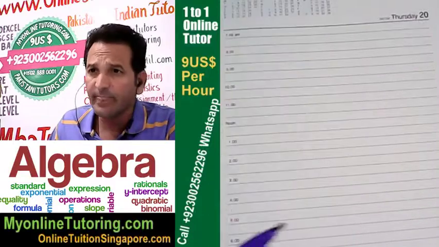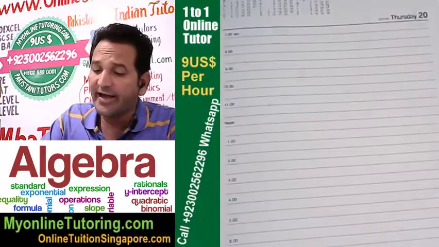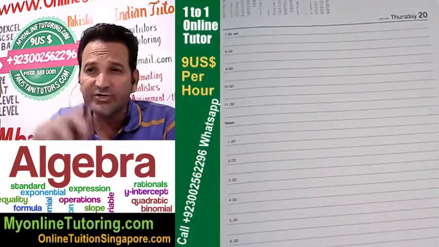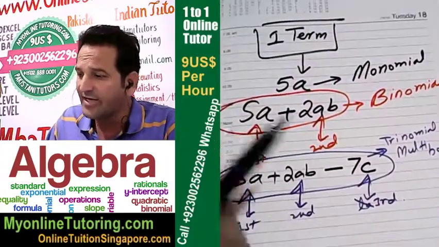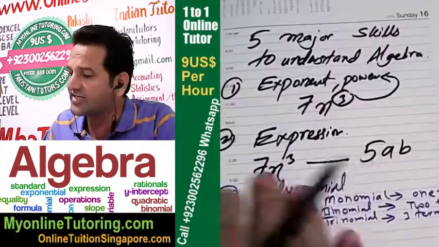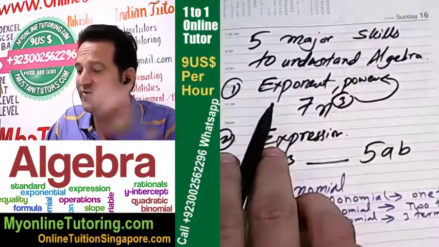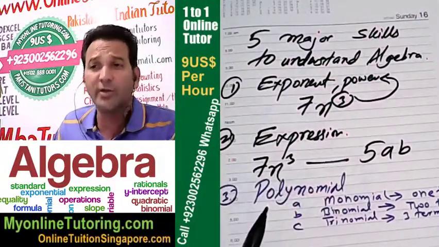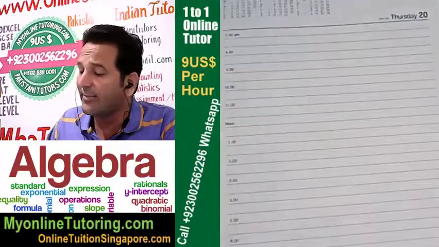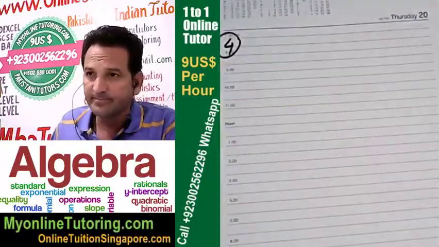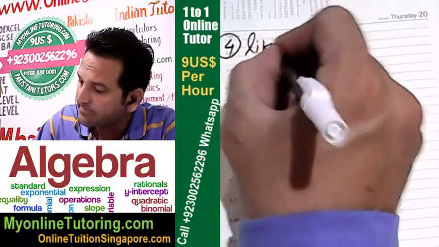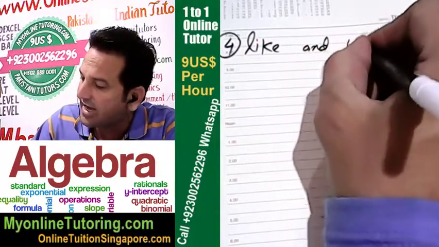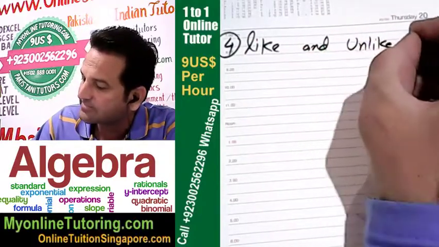Now, what are like terms and unlike terms? We are talking about 5 major skills which you need to understand. The first one is exponential power. The second one is expression. The third one is polynomial. Now I'm talking about the fourth one: like and unlike terms.